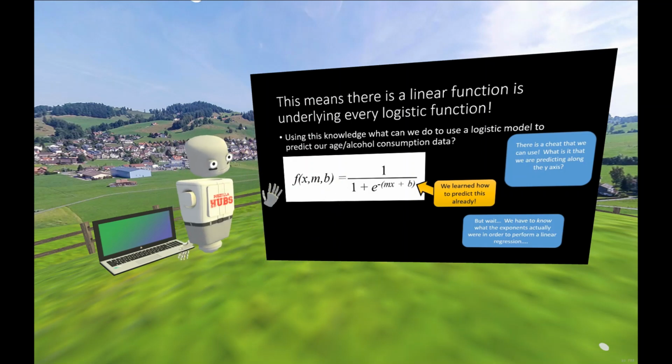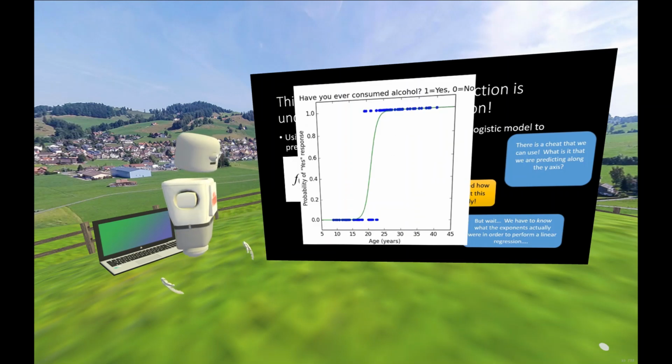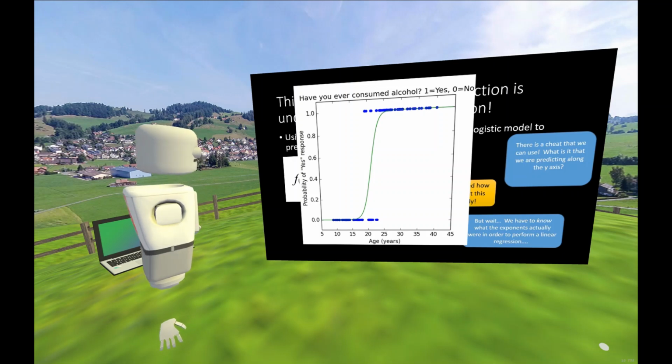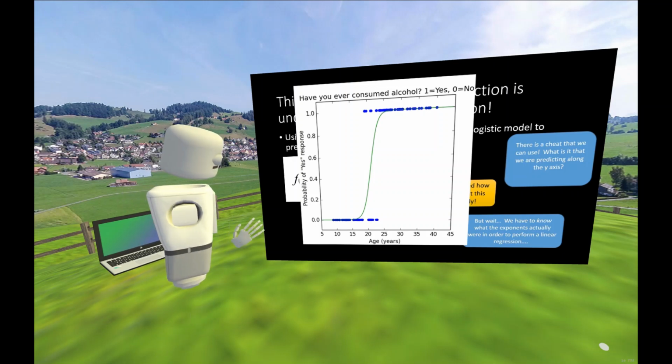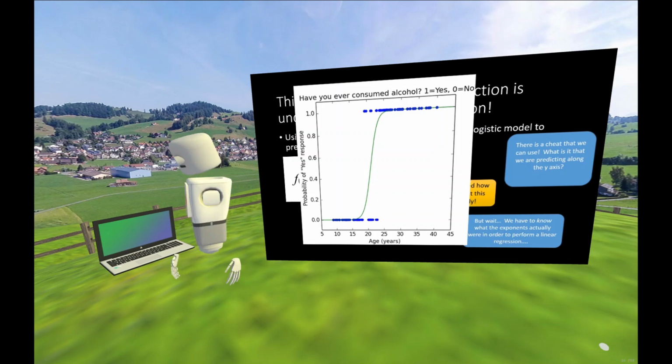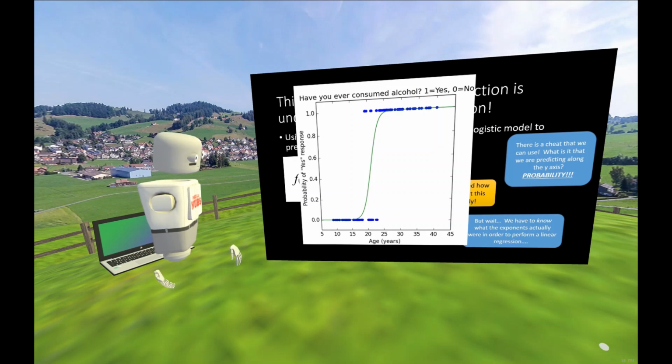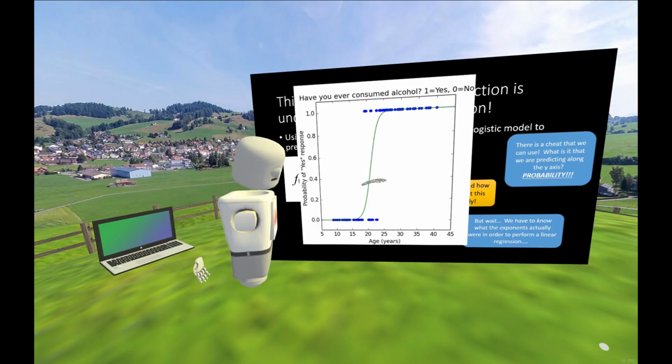But don't fear. If we look at the y-axis of our plot from before, what's this weird little word here? Ah, we've got probability. That's interesting. Well, it turns out you can actually do the same model as a probability ratio or an odds ratio. And I think that's what my next slide is. Yes, probability.